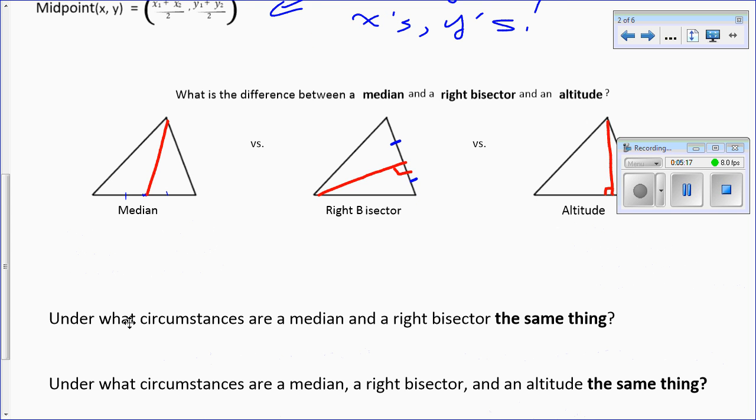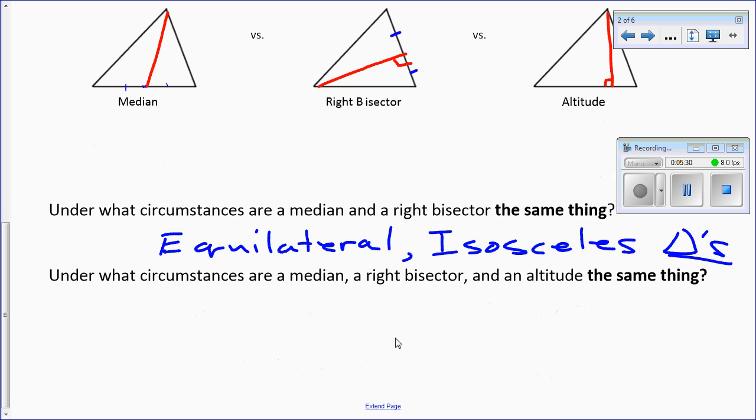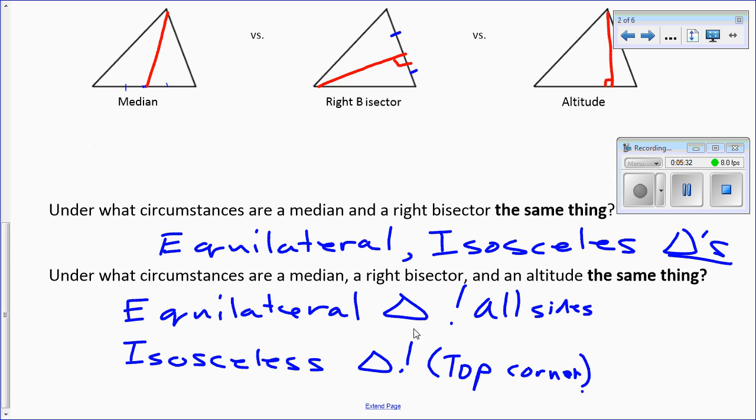Now, if you think about it, you need to know under what circumstances a median and a right bisector are the same thing. That only really happens when you have an isosceles triangle or an equilateral triangle. And the same can be said about the circumstances where the median, the right bisector, and the altitude are all the same thing. That's when you have an equilateral triangle or an isosceles triangle, with the line created from the top corner of your triangle.